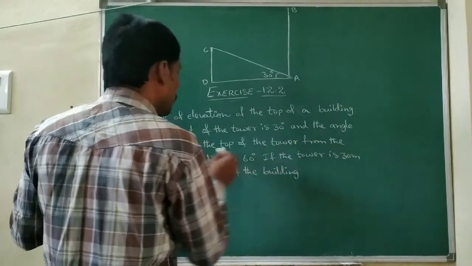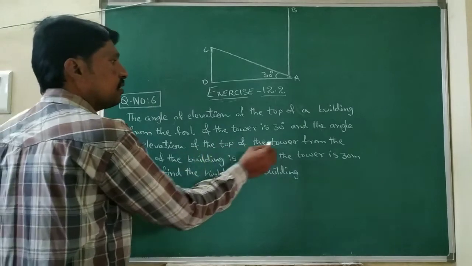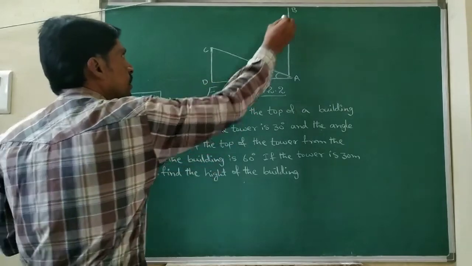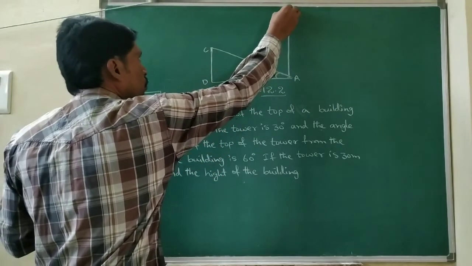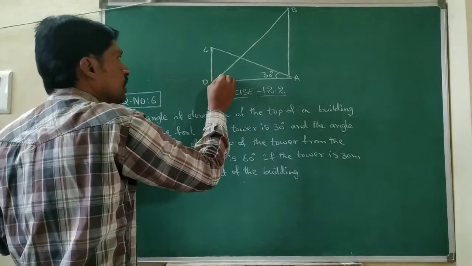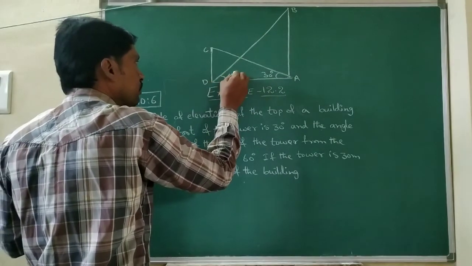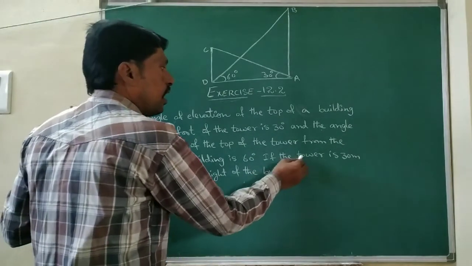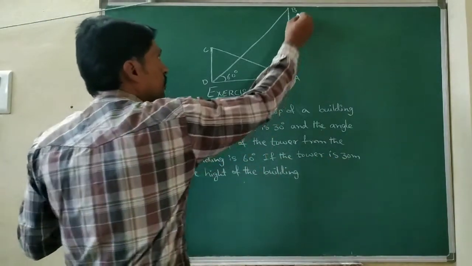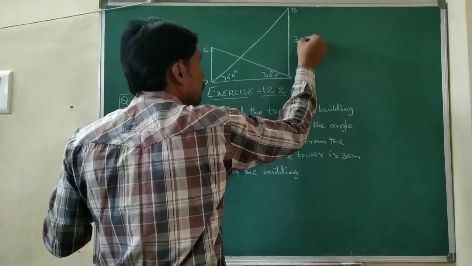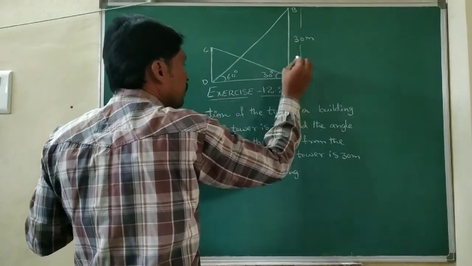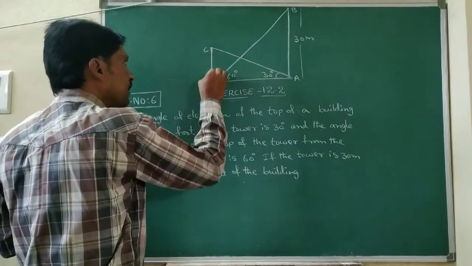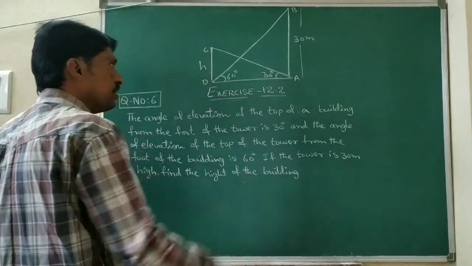And the angle of elevation of the top of the tower from the foot of the building, this is the foot of the building, this is the top of the tower. So here it is making 60 degrees angle. Again it is given the height of the tower is 30 meters. This total height is given by 30 meters. We need to find the height of the building. This CD value we need to find.